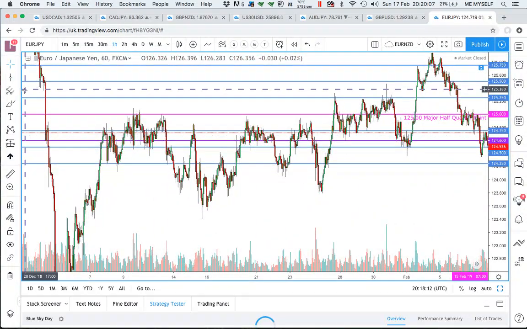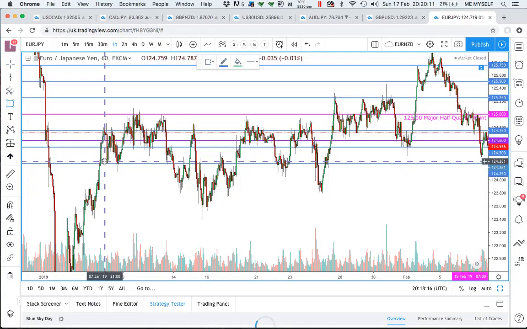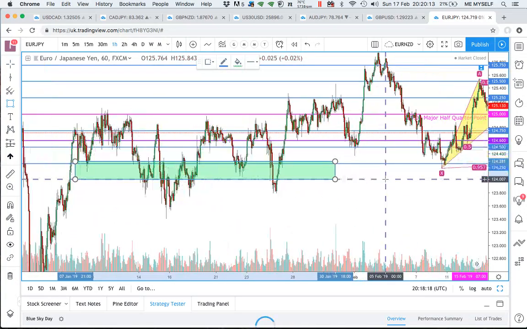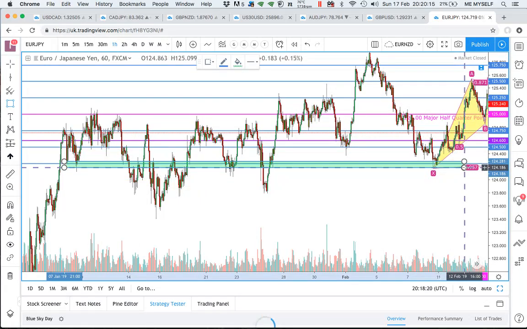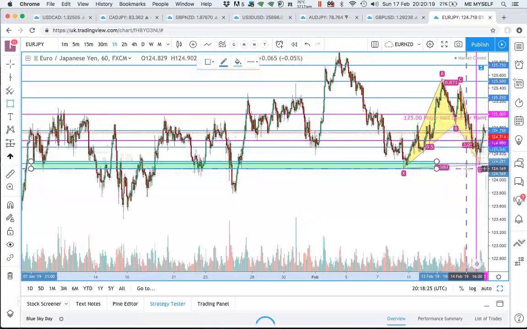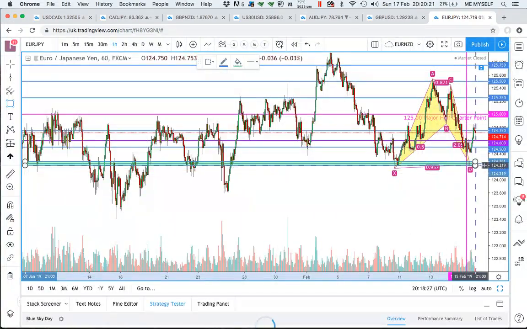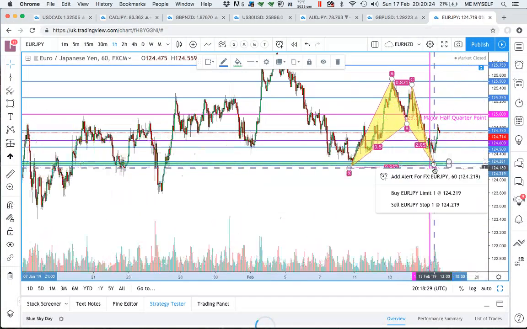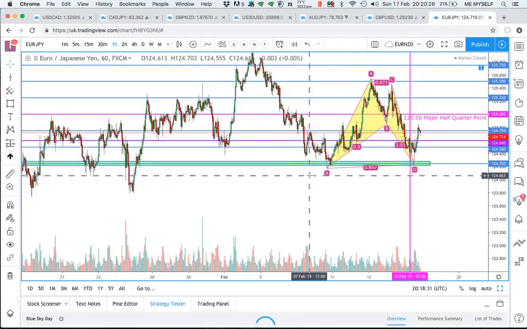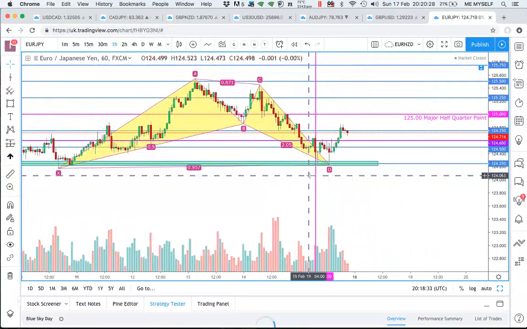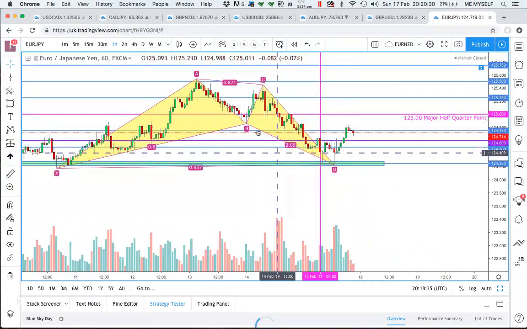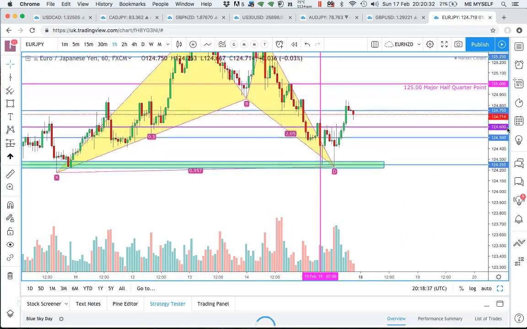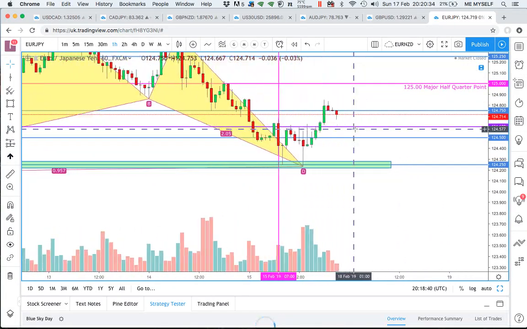So for those who like to mark their zones off, you could just mark off a nice rectangular zone, and that is your zone. And that should be your zone of target when you're considering potentially taking this harmonic scan pattern, right?